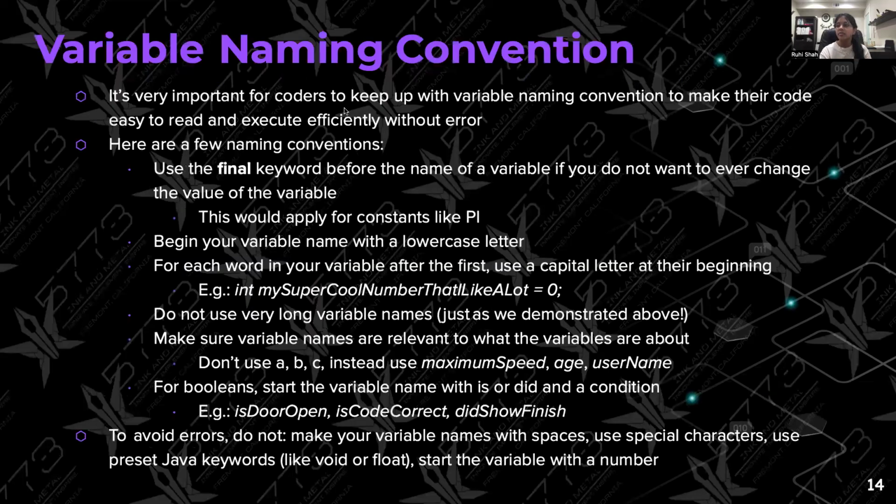All right, let's just go over some variable naming convention really quickly. It's very important for coders to keep up with the variable naming convention to make their code easy to read and execute efficiently without error. So a couple of naming conventions which are important are to use the final keyword before the name of a variable if you do not want to ever change the value of the variable. That means that the variable is constant and you're never going to try to reassign the variable or change the value inside of it. So for example, pi is a constant. Pi just has one value, 3.14159, etc. So you're never going to change the value of pi, right?